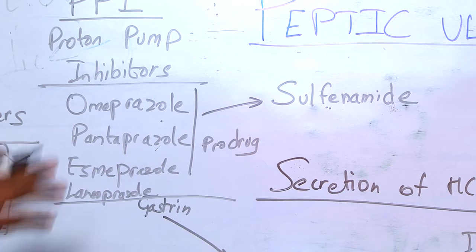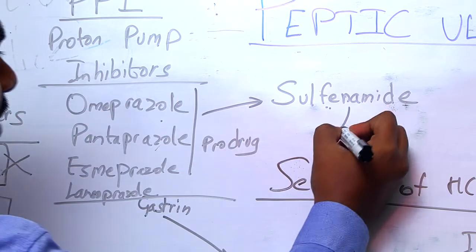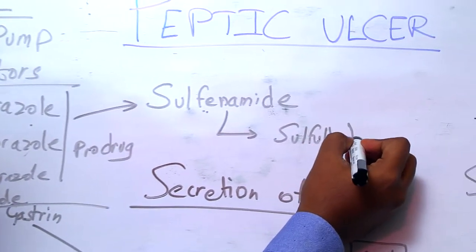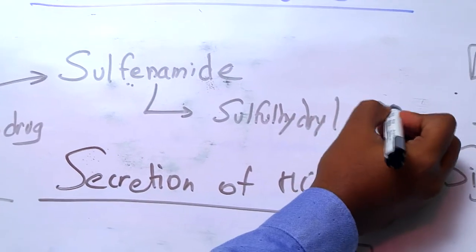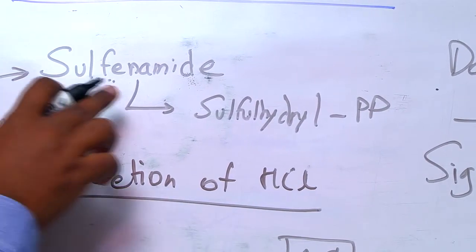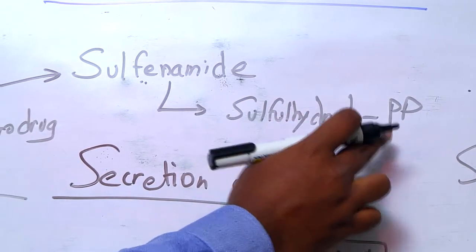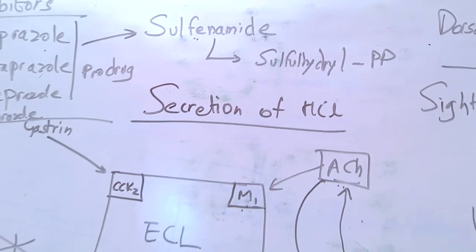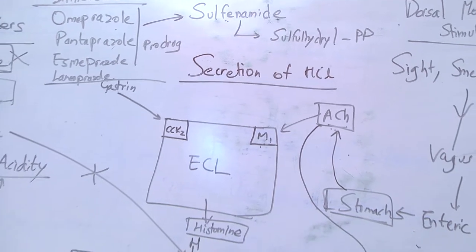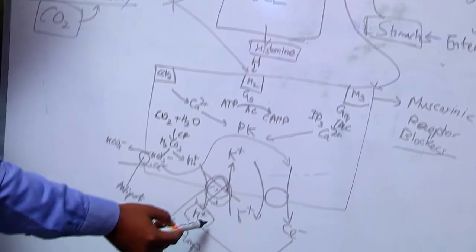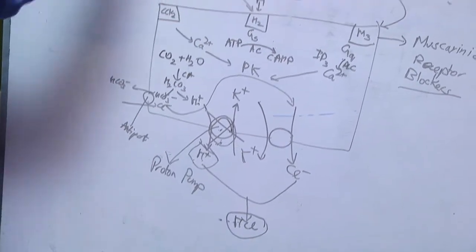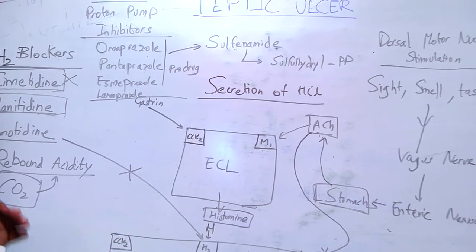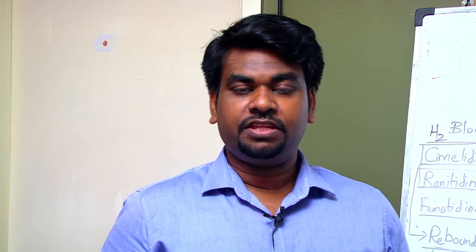So this prodrug sulfonamide complex goes and binds to the sulfhydryl groups which are present in the proton pump. So what happens when they bind covalently to this sulfhydryl group which is present in the proton pump? It causes inactivation of this proton pump. When there is inactivation, there will be no extrusion of H+, and when there is no extrusion of H+, there will be no secretion of HCl. That is the entire mechanism of action of the proton pump inhibitors. So this is just one side of the story. Now let's see the other side of the story.